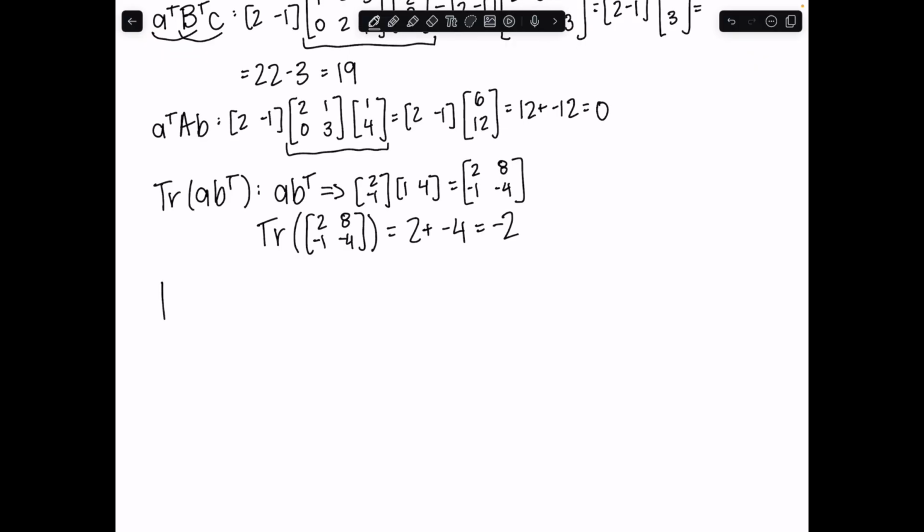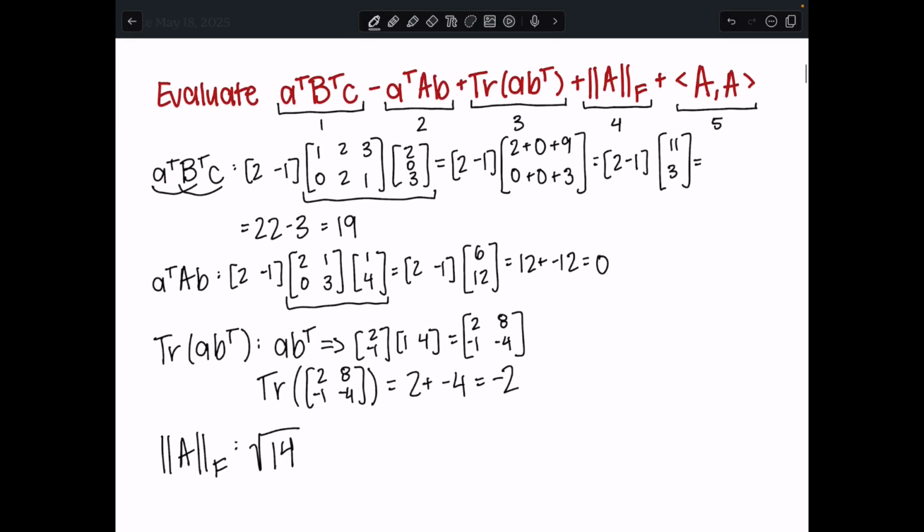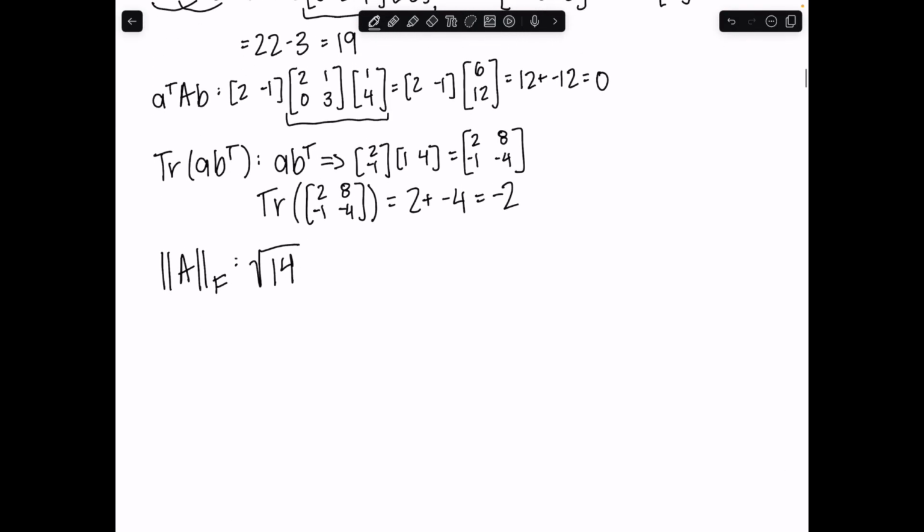Moving on, let's take the Frobenius norm of the matrix A. We actually did this in a previous question, so if you need a refresher on what the Frobenius norm is, please take a look at that. The answer we got from that question was root 14, so we'll just use that here. And finally, this last component is the matrix inner product of A and A.